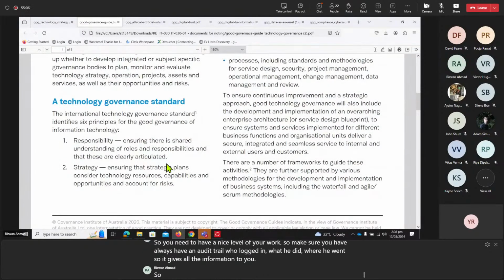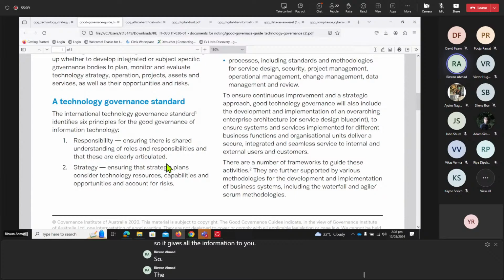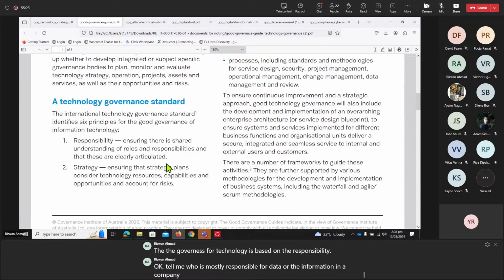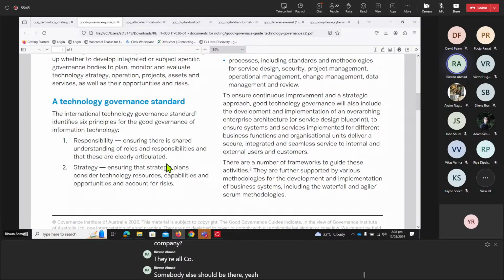So the governance for technology is based on responsibility. Tell me, who is mostly responsible for data or the information in a company? You're all CEOs, somebody else should be there. Yeah, who is responsible?